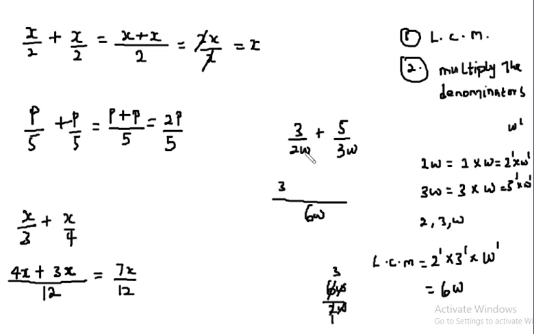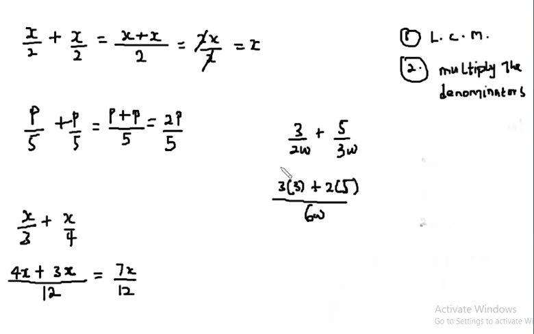Then we have 3 times 3 here, so I'll bracket it, times 3 plus 6w divided by 3w is 2. So I'll write 2 here times the numerator, which is 5. From here, I can simplify further. So this will be equal to 3 times 3 is 9 plus 2 times 5 is 10, divided by 6w. This is equal to 19 over 6w.